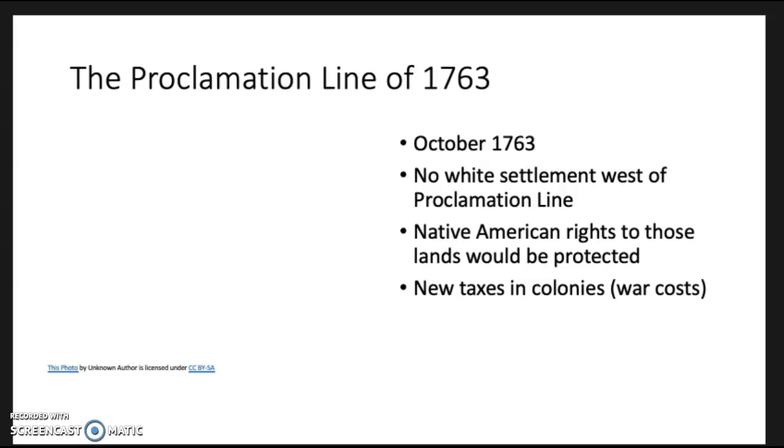Colonial resistance to the Proclamation of 1763 included groups like the Paxton Boys from Pennsylvania, who gave themselves authorization to exterminate Native Americans to end the conflict between the two sides.